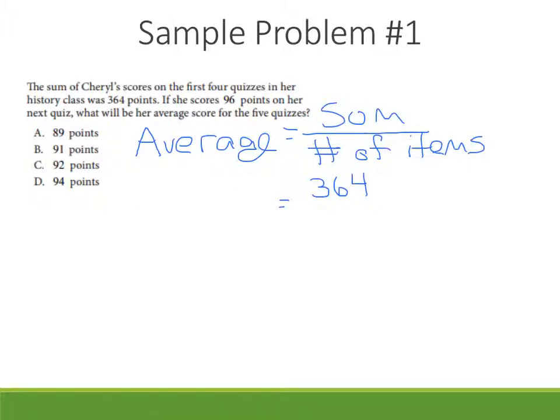Plus her next quiz, that's 96, divided by the number of quizzes she had. Well, how many quizzes did she have? They tell us that she had 4 quizzes, right? And then on her next quiz, so that's 1 more. So together we had 5 quizzes altogether. Okay. We're going to start by adding up the numbers on the top there.